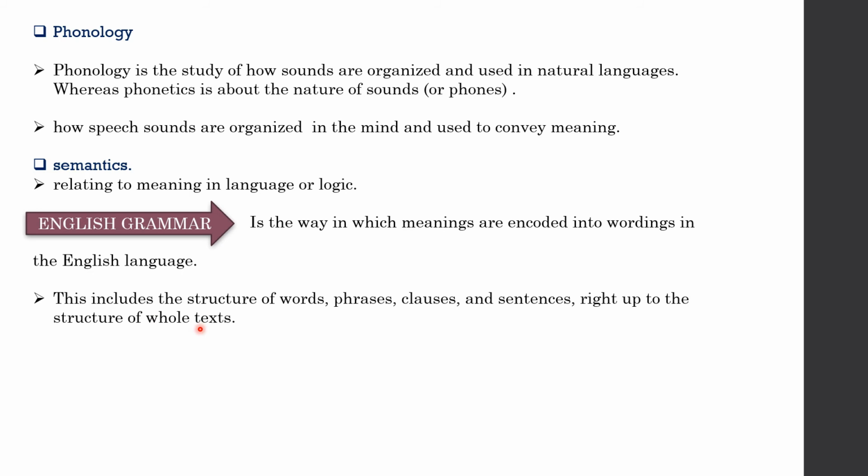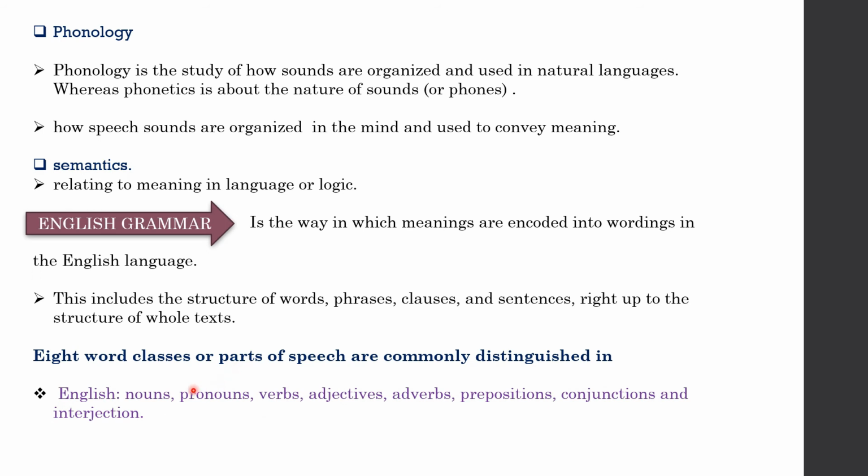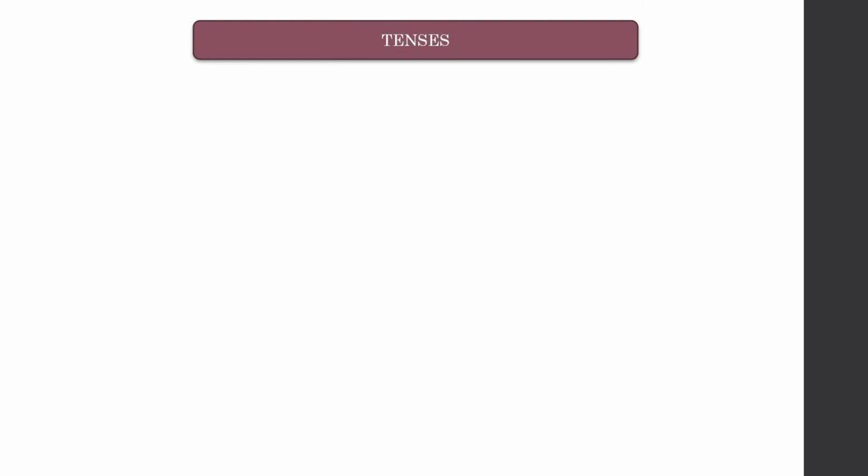So what we will learn in this lecture is just a basic lecture, but in coming lectures, 8 word classes or parts of speech are commonly distinguished in English: nouns, pronouns, verbs, adjectives, adverbs, prepositions, conjunctions, and interjections. We will learn these in coming lectures. Next, we will start from tenses.